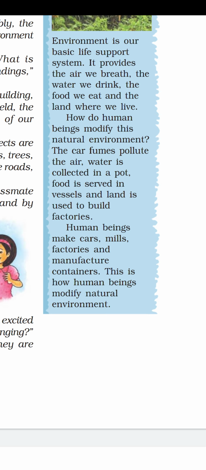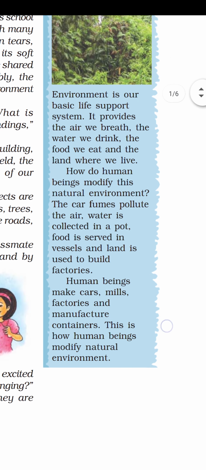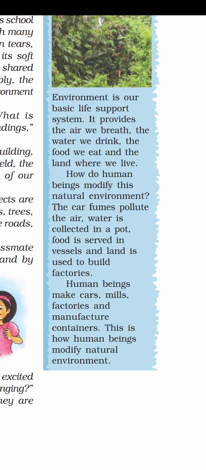So it is we, the human beings, who are modifying the natural environment. So we use land for what, making pots. We use the same soil for what, children, making vessels also for cooking food. And also we use this same land for constructing houses, buildings, factories, and also for agriculture. So one land is used for different purposes, right?